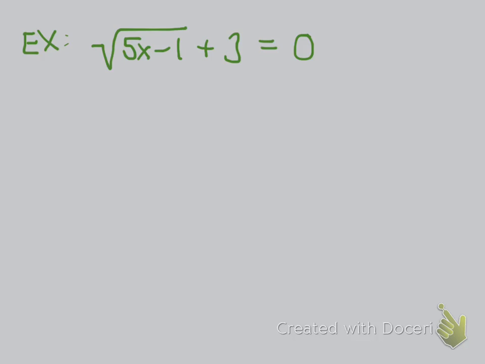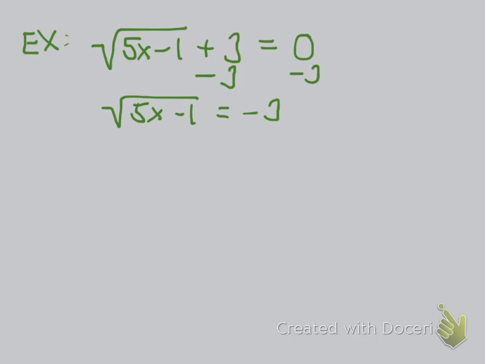So here's our first example, root 5x minus 1 plus 3 equals 0. The first thing you need to do to solve these guys involving radicals is you need to isolate the radical, which means that I need to get the negative 3 over to the other side of the equation. So I have root 5x minus 1 equals negative 3.